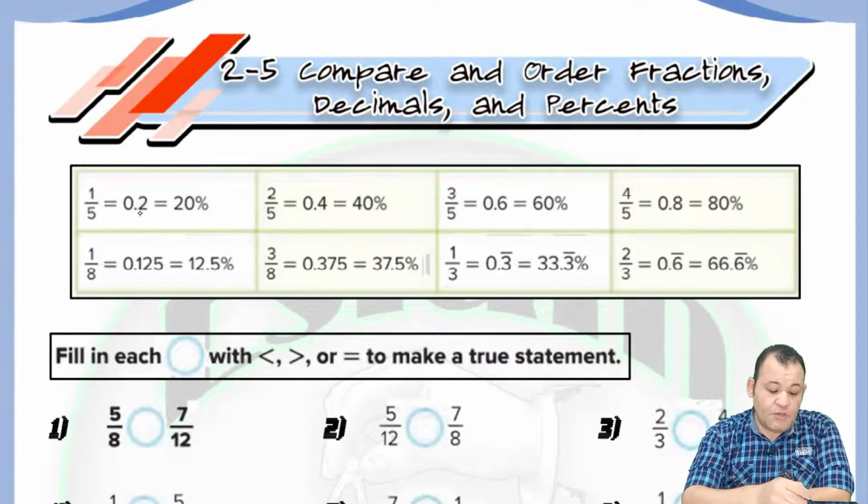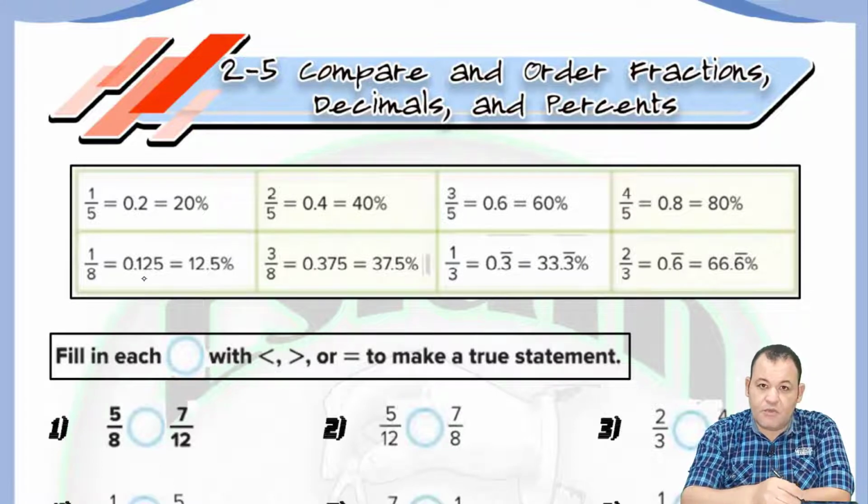1 over 5 is equal to 0.2, and that will be equal to 20%. 2 over 5 is equal to 0.4, and that will be 40%. 3 over 5 is equal to 0.6, and that will be 60%. 4 over 5 is equal to 0.8, and that will be 80%.